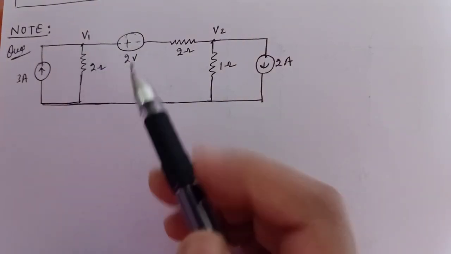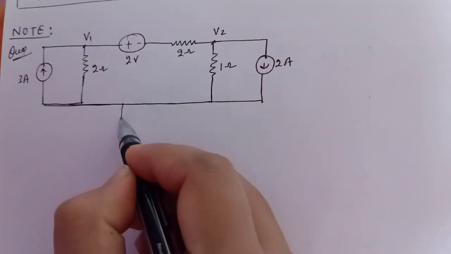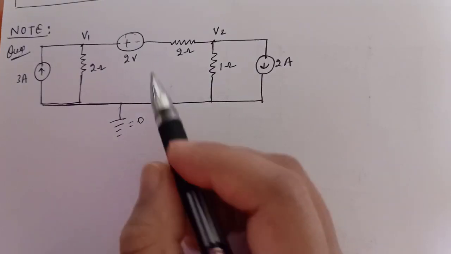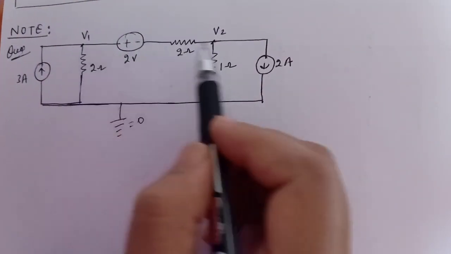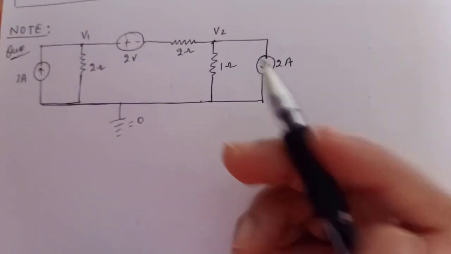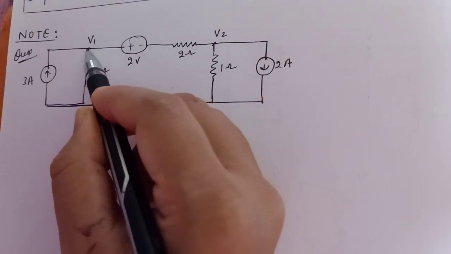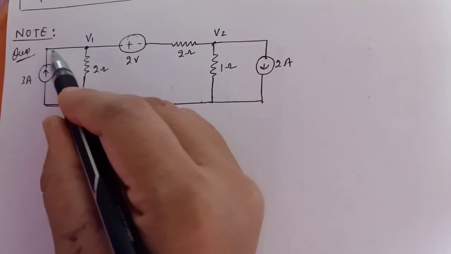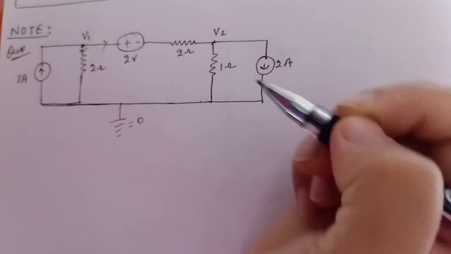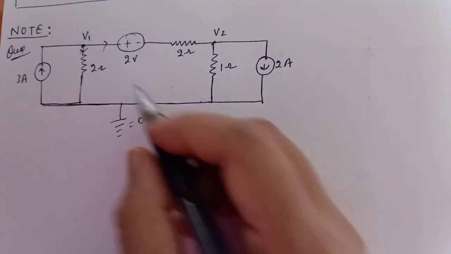So here, directly first assume the voltage at each node, then assume one node as a reference node, and the reference node voltage will be 0. Apply the KCL equation at each node, solve those equations and get the solution for V1 and V2, the node voltages. So let's say I am applying KCL at this node first. So 3 ampere is the incoming current, and these are outgoing currents. So the 3 ampere incoming current will be equal to the outgoing current.